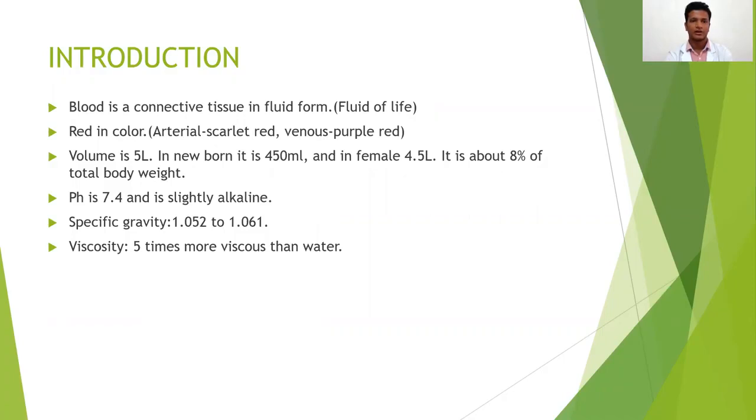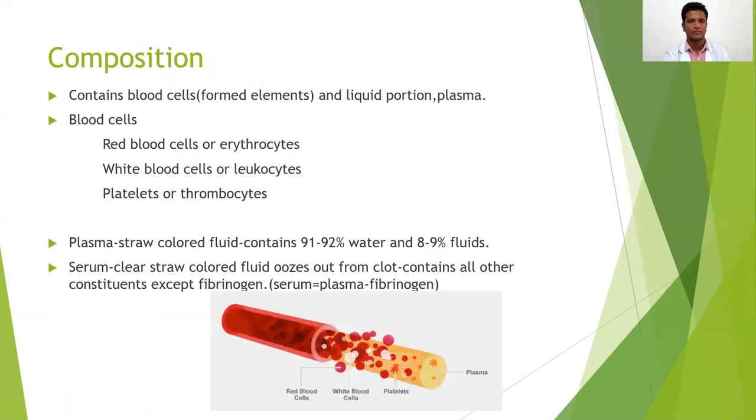In newborn, it is around 450 ml, and in female, it is 4.5 liters, and it is about 8% of the total body weight. pH of the blood is 7.4 and is slightly alkaline. Specific gravity is about 1.052 to 1.061. Viscosity of the blood is 5 times more viscous than water.